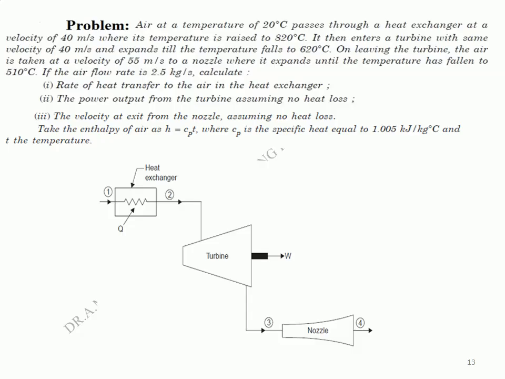If the airflow rate is 2.5 kilograms/s, calculate I rate of heat transfer to the air in the heat exchanger, II the power output from the turbine assuming no heat loss, III the velocity at exit from the nozzle, assuming no heat loss. Take the enthalpy of air as H equals Cp T, where Cp is the specific heat equal to 1.005 kJ/kilograms degrees C and T the temperature.